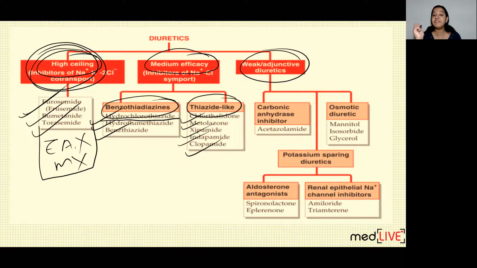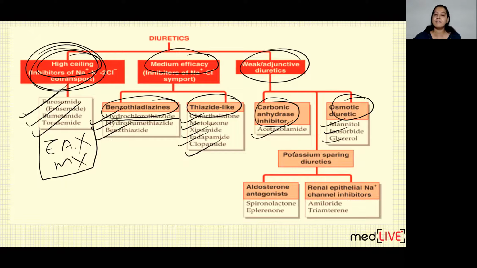Now coming to the weak diuretics. In weak diuretics, there are three classes. Never forget, there are three classes. Carbonic anhydrase inhibitor, only one drug is there, acetazolamide. That is the prototype drug of this class. Then coming to the osmotic diuretics, which I have told you do not follow the definition. They cause only loss of water, no loss of sodium in urine. In this, there are mannitol, glycerol, and isosorbide. All these are sugars. Mind it, all these are sugars. These are known as osmotic diuretics.